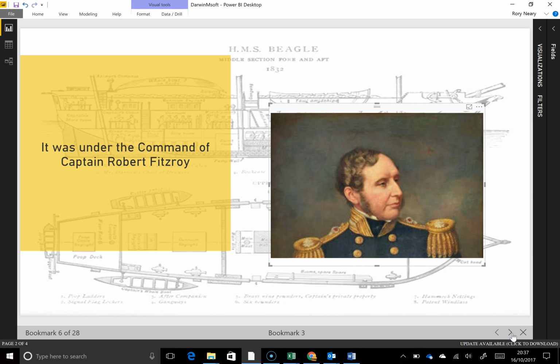I'm not an expert on this, but it's quite nice to look through. It was commanded by Captain Robert Fitzroy, who was a deeply religious individual. Later in his life, he really came to blows with Charles Darwin, even though during the trip he was just as avid a collector of animals as Darwin was, and some of those specimens are kept at the Natural History Museum in London.